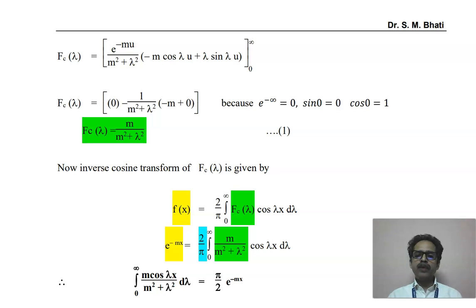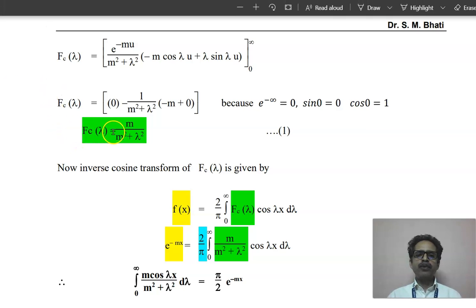So in this way, we have seen one application of the Fourier cosine transform. Once you obtain the Fourier cosine transform, using the inverse transform formula, we can obtain the value of a certain integral. In the previous examples, we obtained only the Fourier transform, Fourier cosine transform or Fourier sine transform in a straightforward way. But here in this example, we have used our cosine transform to evaluate some type of integral.